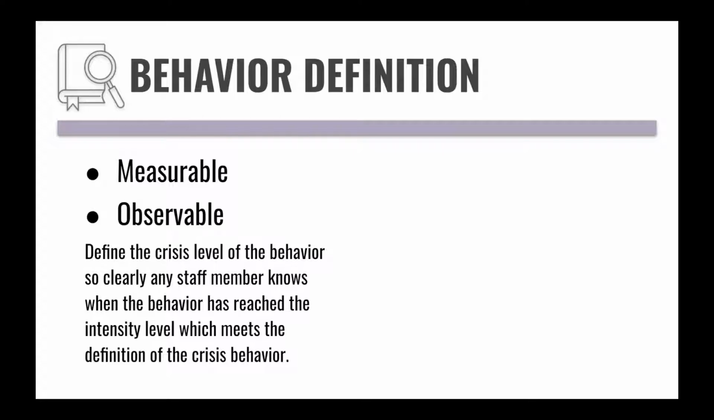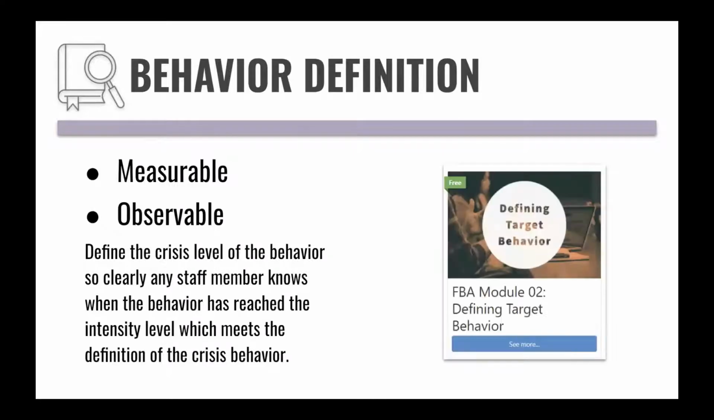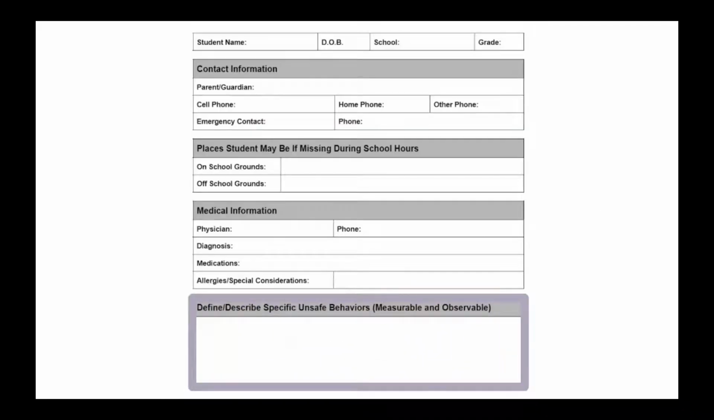For more information on defining behavior, please refer to FBA Module 2, Defining Target Behavior, and the FBA Module Series on the Arkansas Behavior Support Specialist website. Here you can see where to include the behavior definition when using the crisis plan template provided.